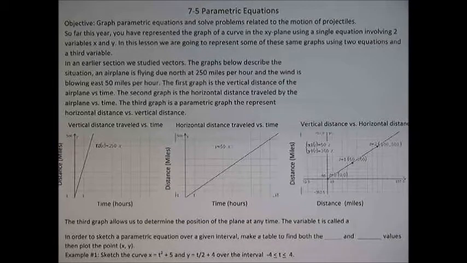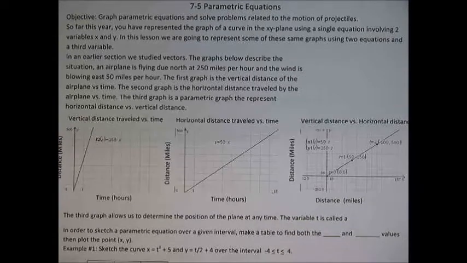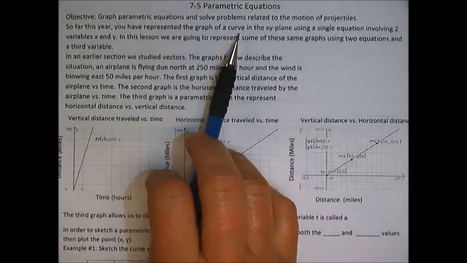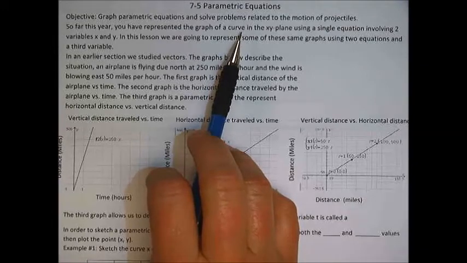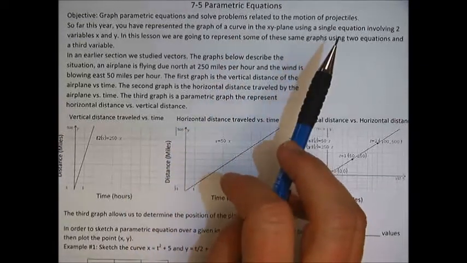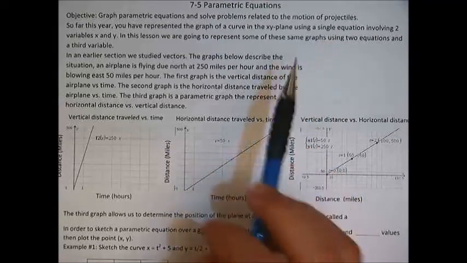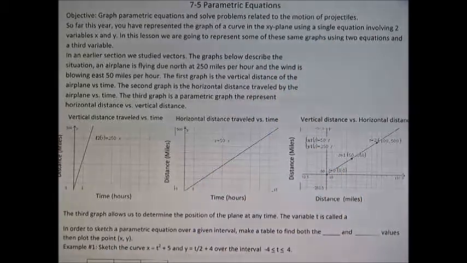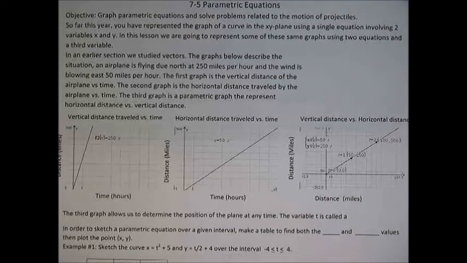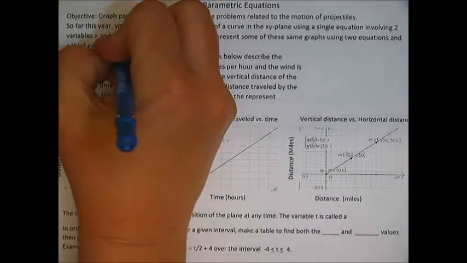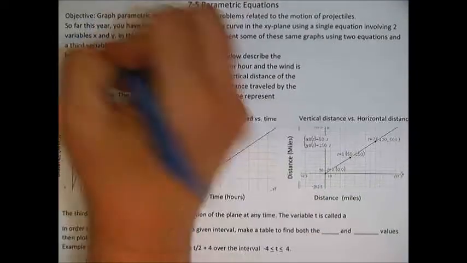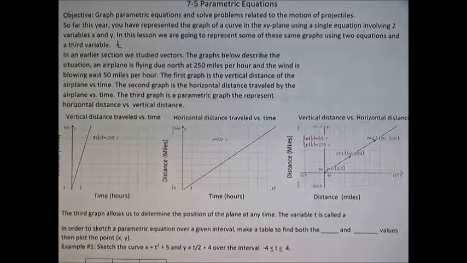So to describe what a parametric equation is: so far this year all we've done is graph in an xy plane. So we've had an x value and a y value, and we've just had one equation involving the variables x and y. In this lesson we're going to represent some of these same equations using two equations, an equation for x and an equation for y, using a third variable, and that third variable is t. So we're going to have an equation with x in terms of t and y in terms of t.